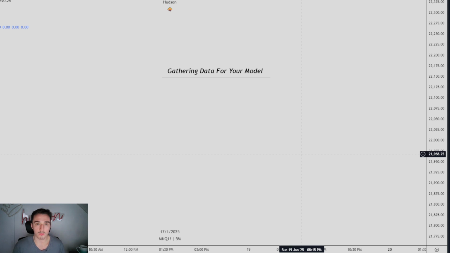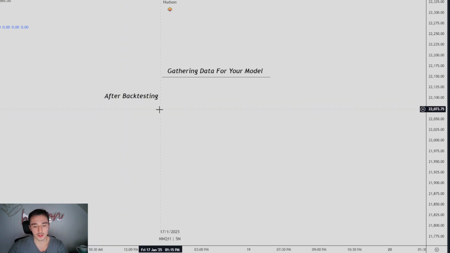So if you form a model, you can't just come into the live markets thinking you're going to kill it, right? It's going to take time to gather the data for it, right? So the first thing you want to do is obviously understand your model and backtest your model. After that, this is going to be gathering data in the live markets, right? So after you've backtested, so we'll put over here, after backtesting, you're going to want to do this, right?